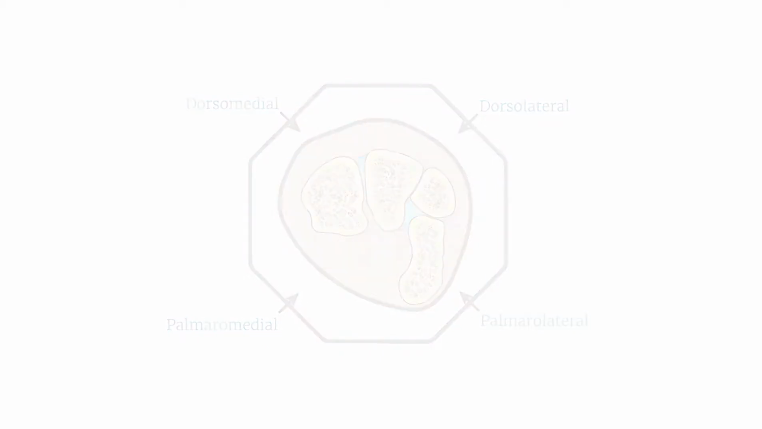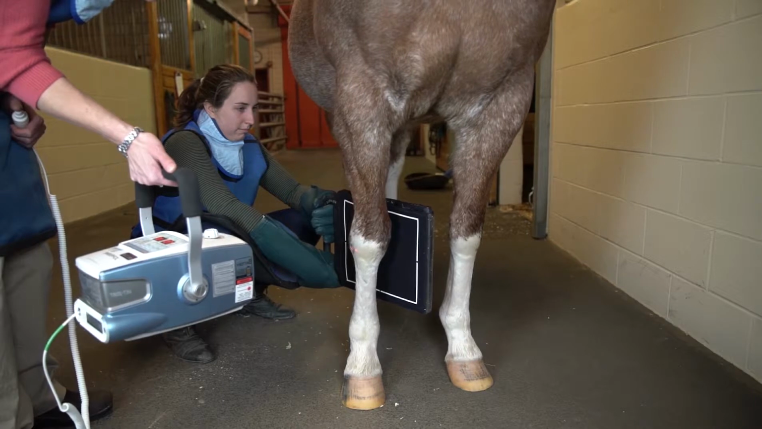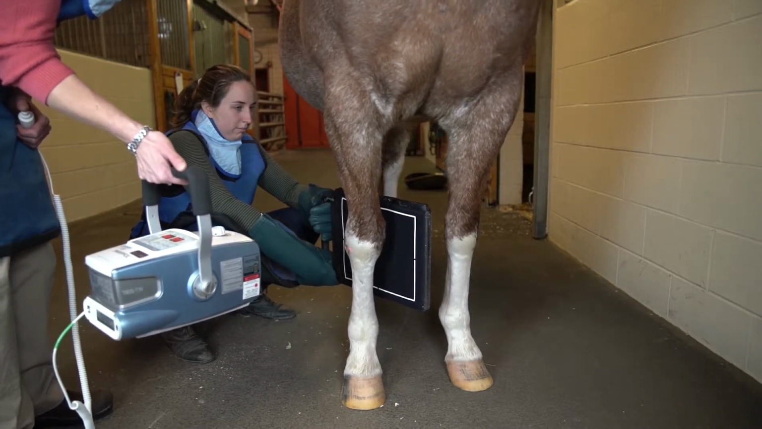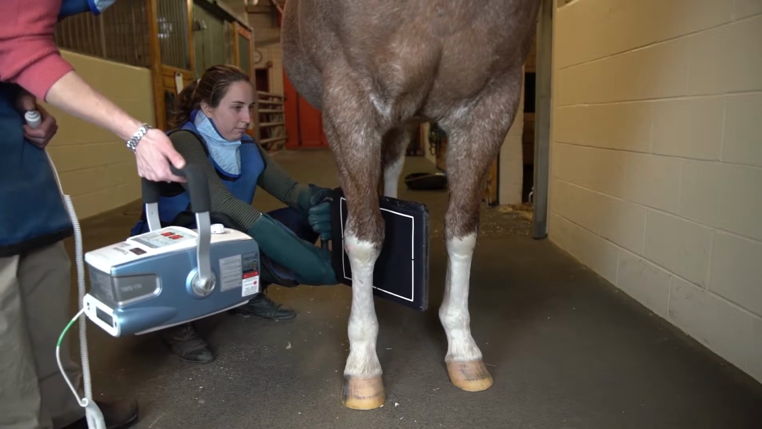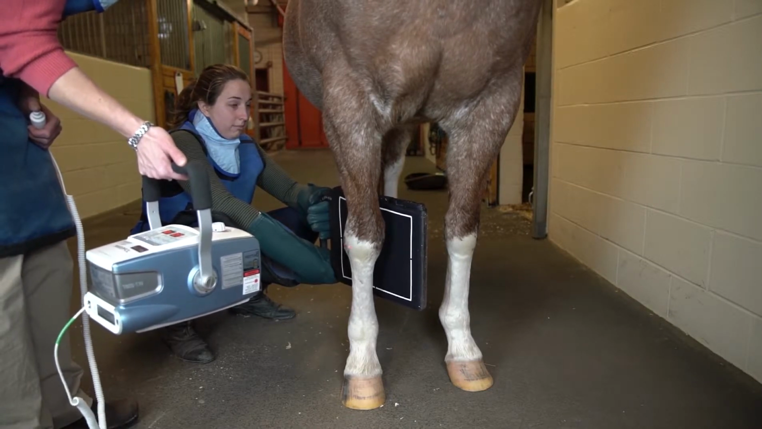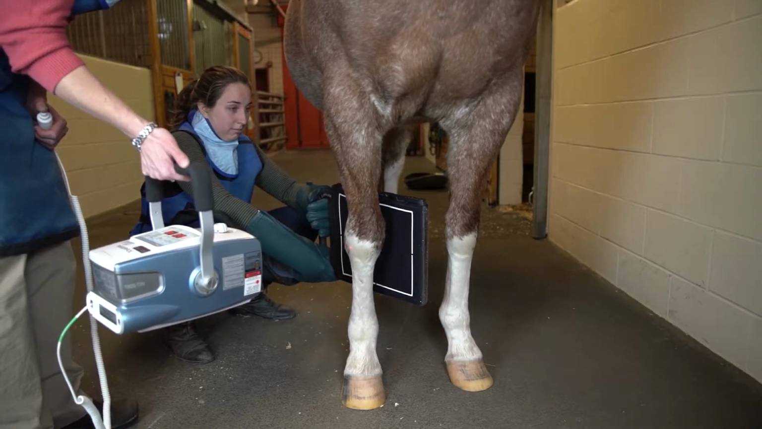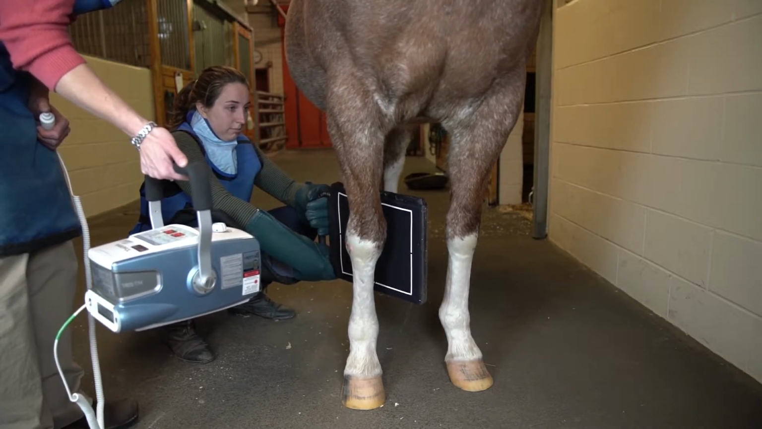In the DLPMO, or the dorsal lateral to palmaromedial oblique view, you can see that our X-ray beam source is going to be positioned on the dorsal lateral aspect of the carpus, and our plate is going to sit on the palmaromedial surface of the carpus.